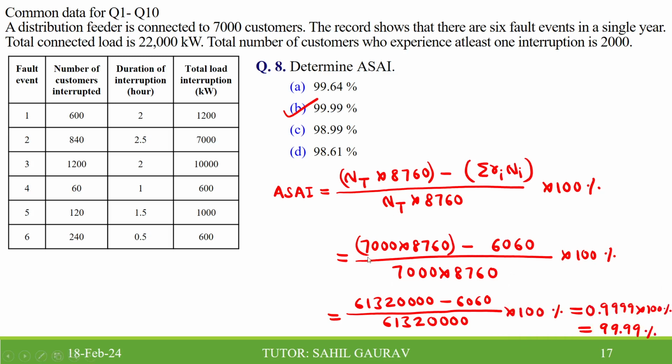So we are here. We have found this average service availability index. You have to find the customer hour service availability. How can you find it? You multiply the total number of customers served by the number of hours per year, and then subtract the number of interruption hours. Then you will get the customer hour service availability. So that's it. That will give you the average service availability index.